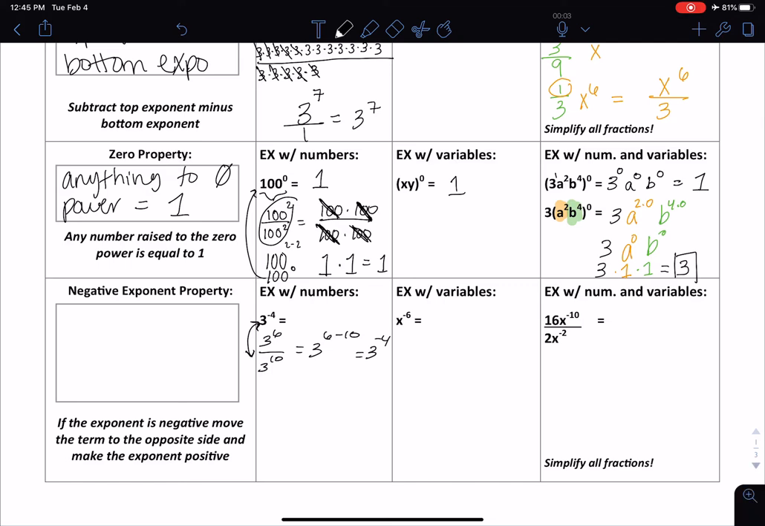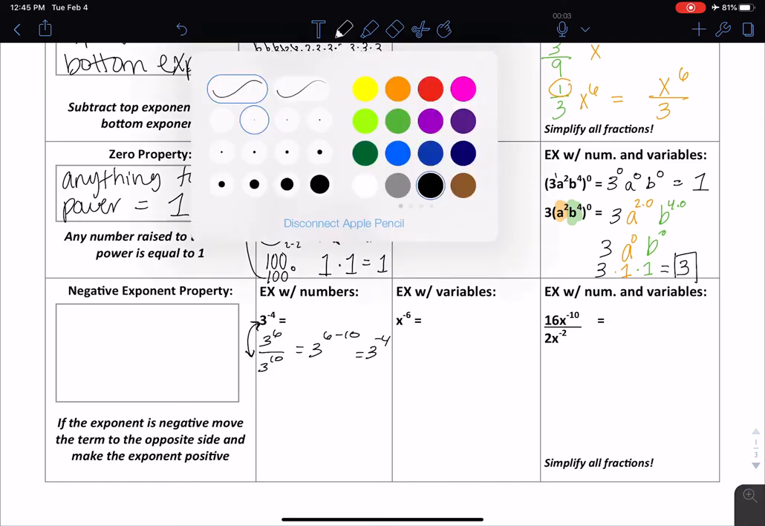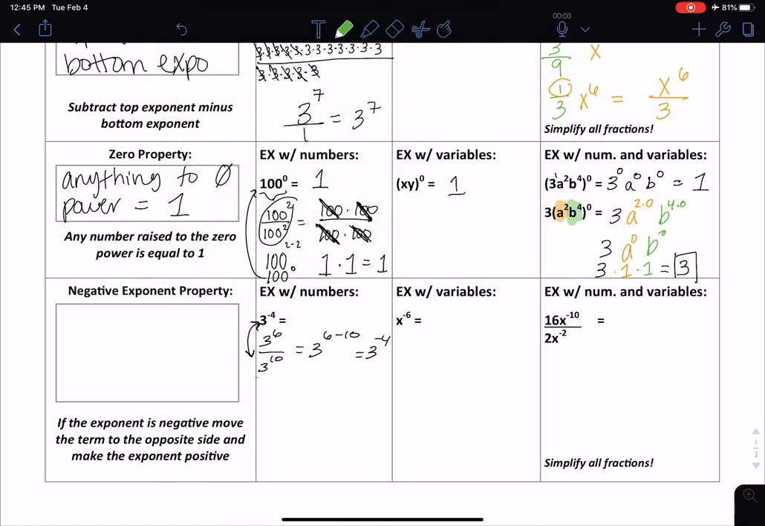Okay, so now look here. I'm going to expand this guy right here. I have 3 6s on the top. 4, 5, 6. And 10 on the bottom. 1, 2, 3, 4, 5, 6, 7, 8, 9, 10. Okay, just like the division rule, I'm going to cross out pairs that are on top and bottom.